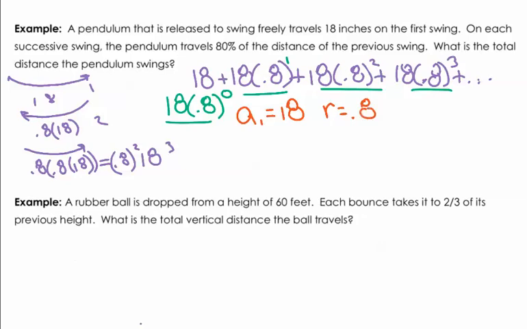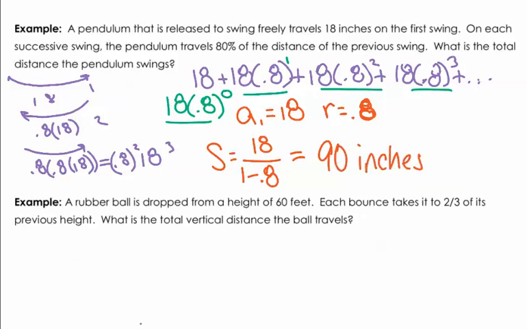So as we identify those pieces, now we can go ahead and plug that into our formula. So S equals my first term of 18 over 1 minus that ratio of 0.8. Dividing that in our calculator, we should get 90 inches. So the pendulum swings for 90 inches before coming to a complete rest.